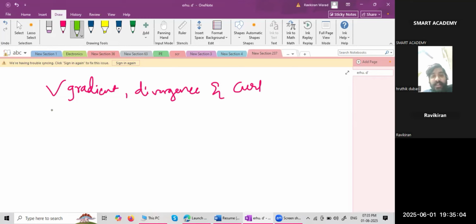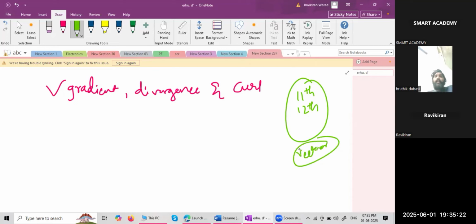No, sir. Do you know at least dot product and cross product? I think in intermediate 11th and 12th, you might have studied them in mathematics. Basic vectors. Its extended version is this one. Using the vectors concept, we can learn these three: gradient, divergence, and curl.